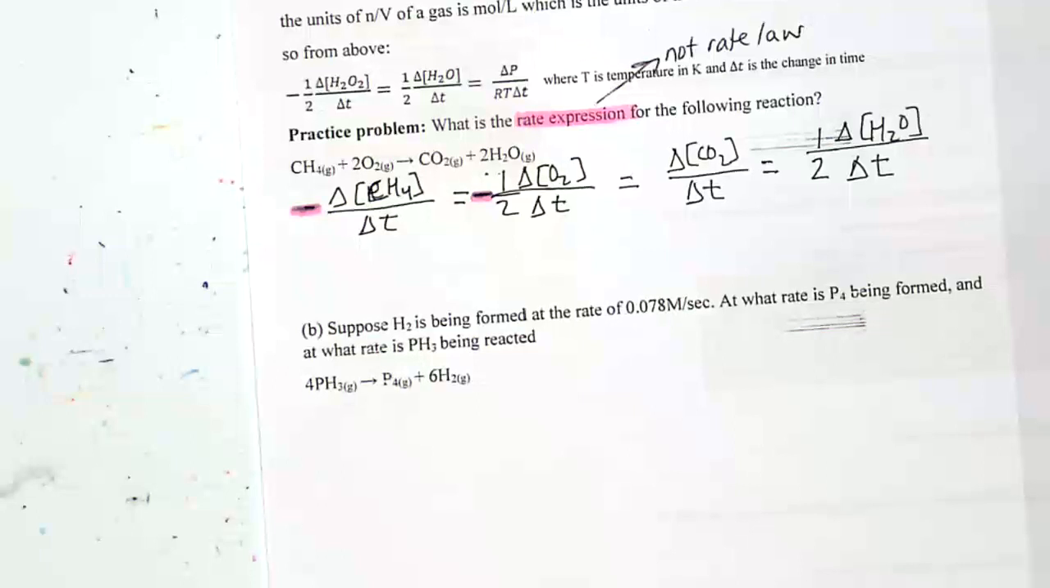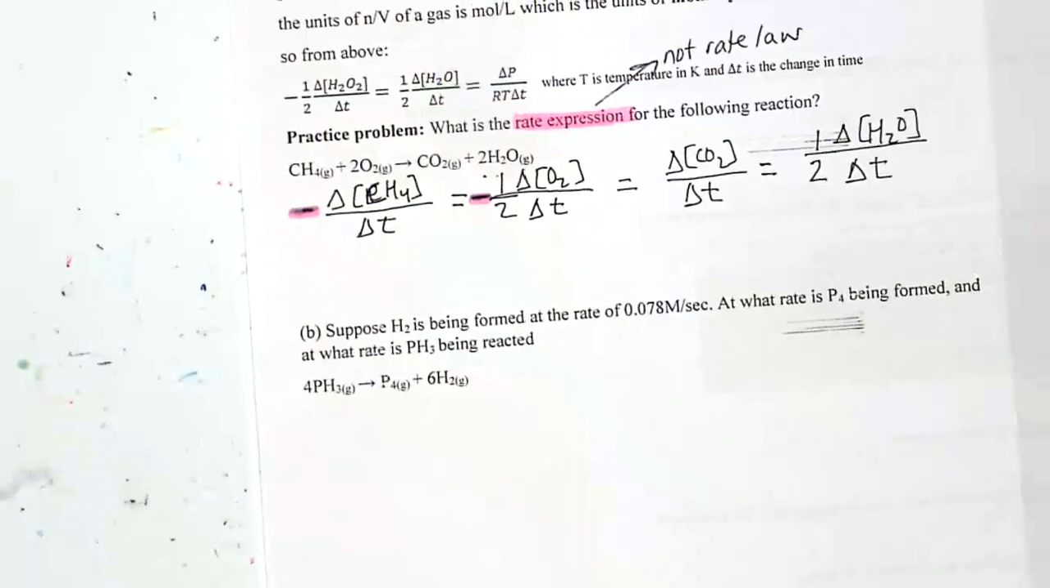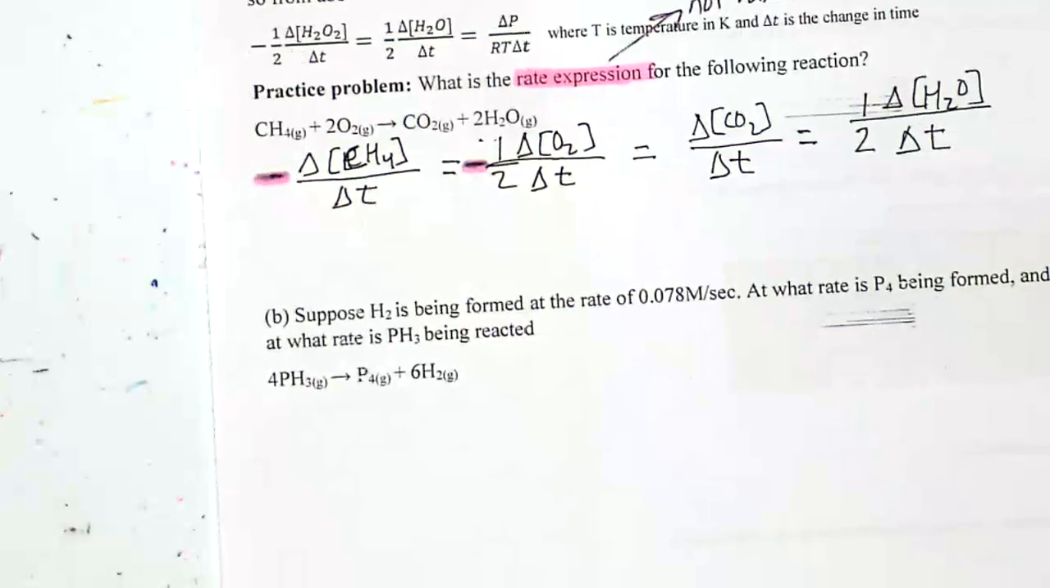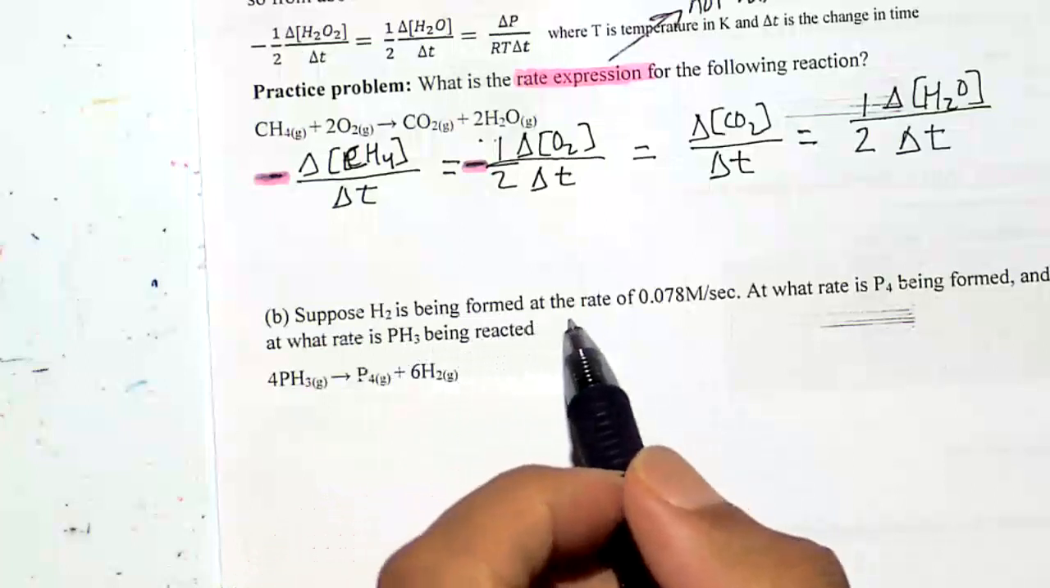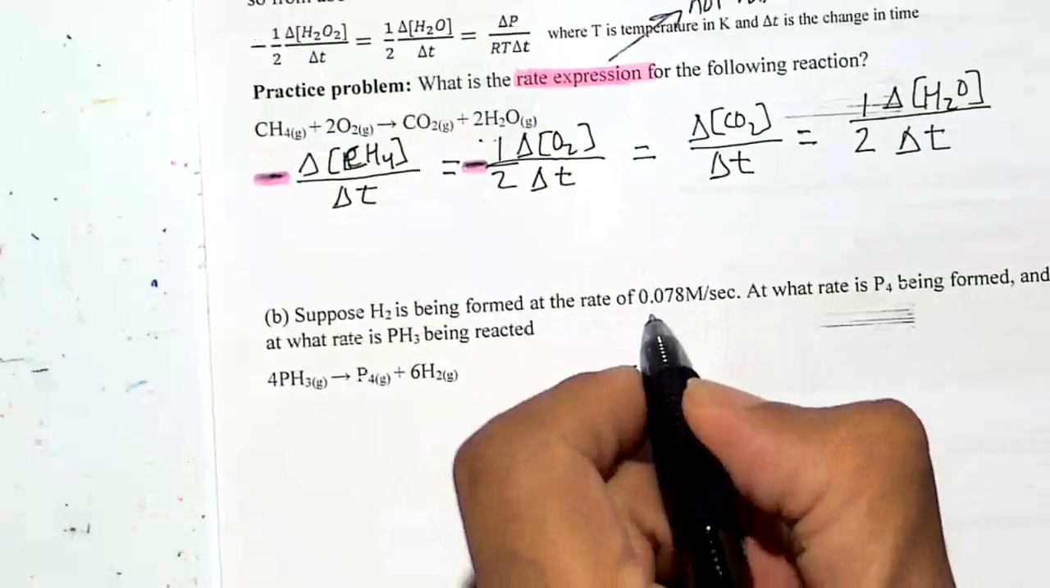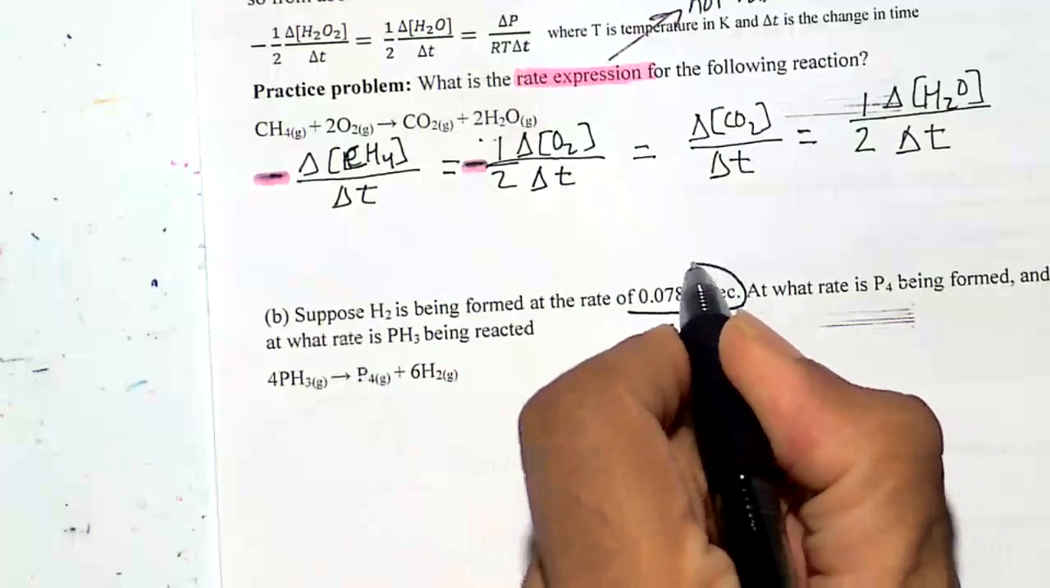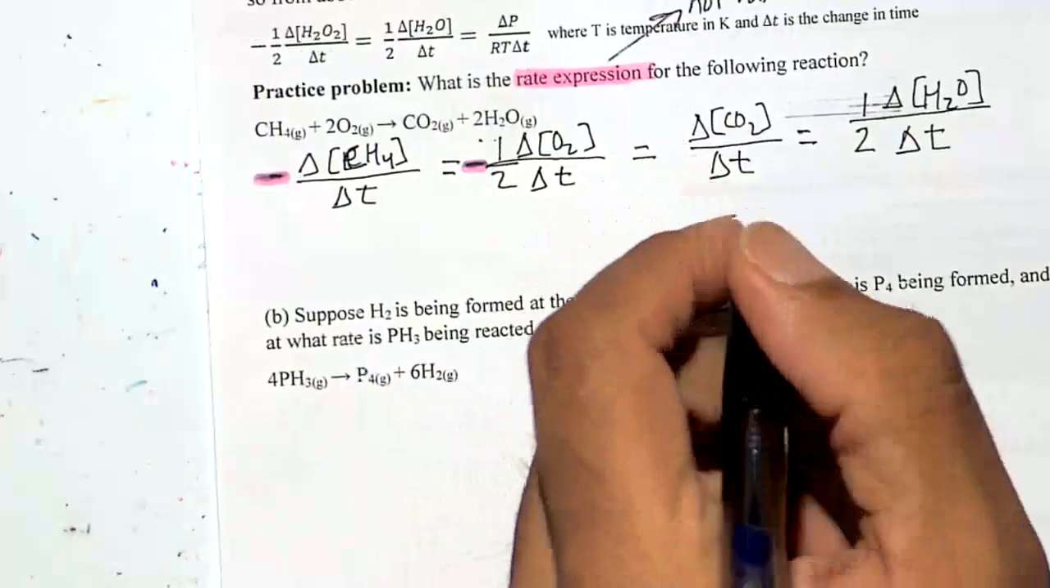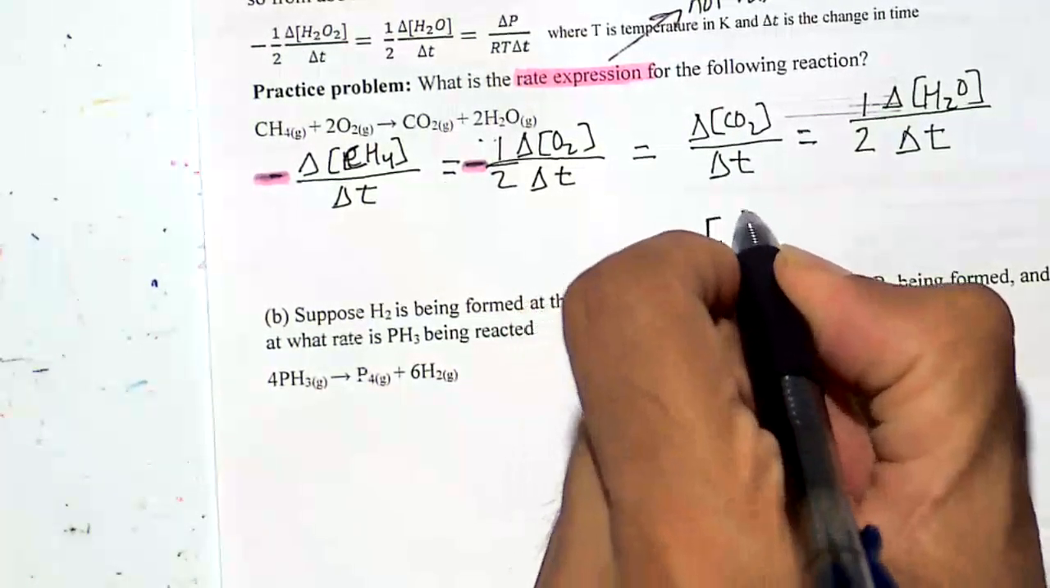All right, let's do one with some real numbers here. Suppose H2 is being formed at a rate of 0.078 molarity over seconds. Notice this is some concentration over time.